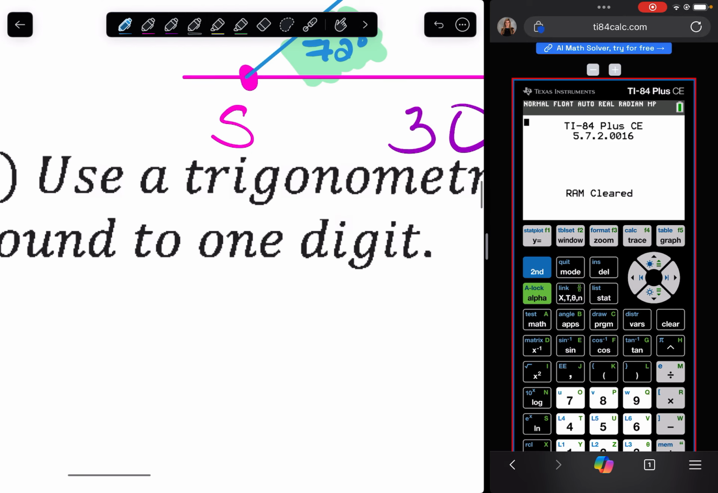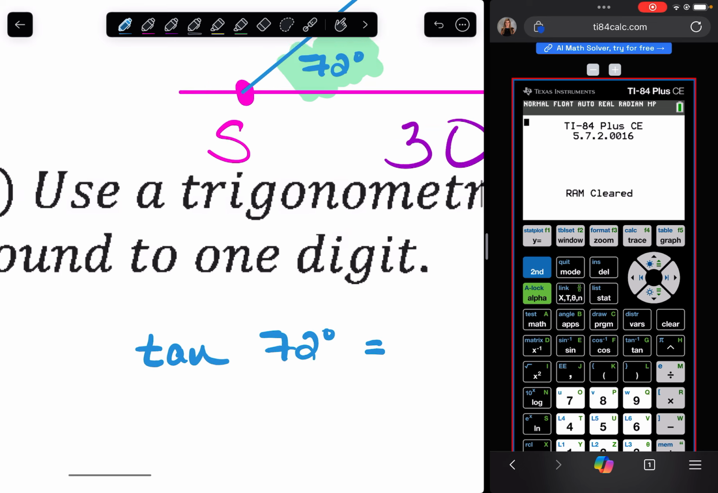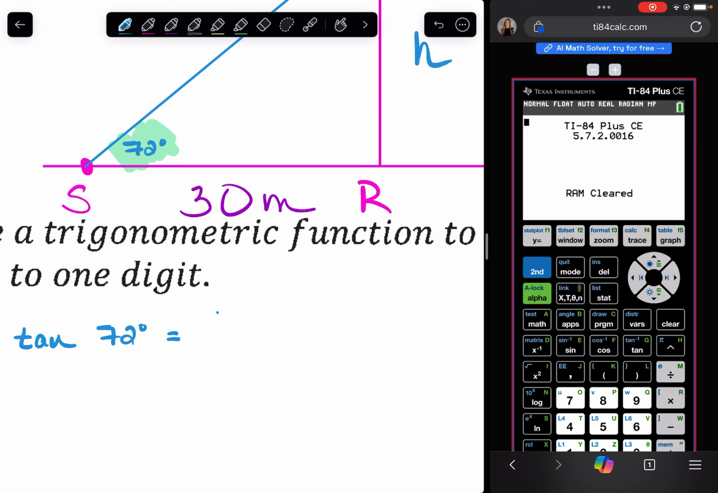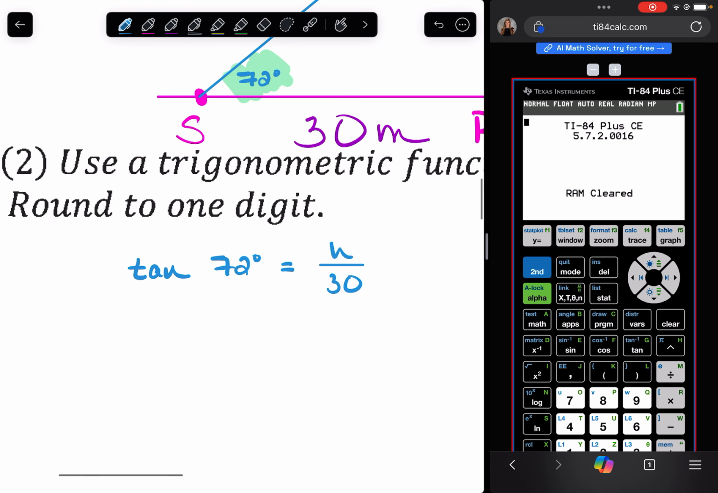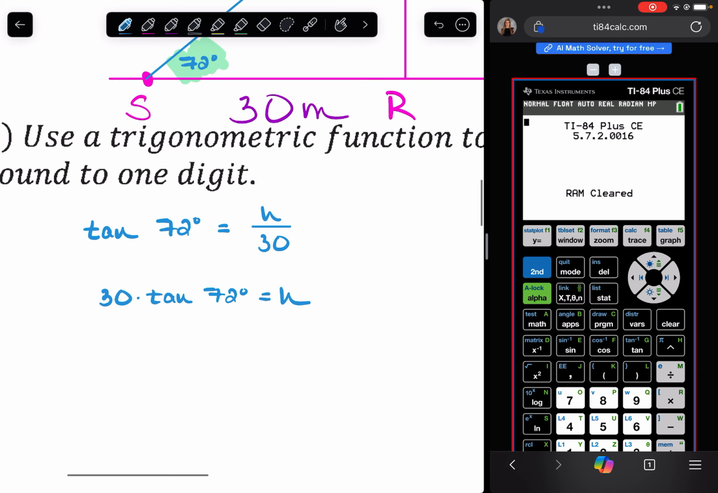The relationship here is tangent of the angle, which is 72 degrees, is equal to the ratio of the opposite leg, h, to the adjacent leg, 30. So here's our relationship. If we solve for h, we multiply both sides by 30. I'm going to get 30 times the tangent of 72 degrees equals h. So we have our formula.